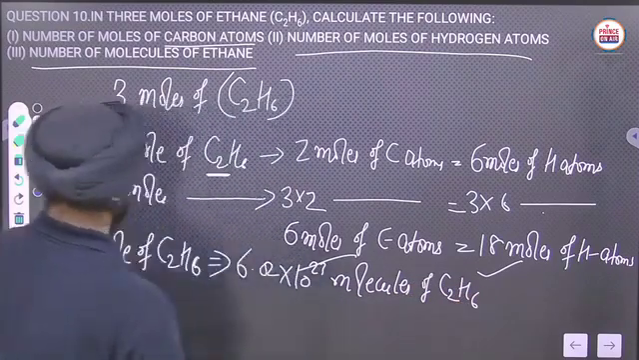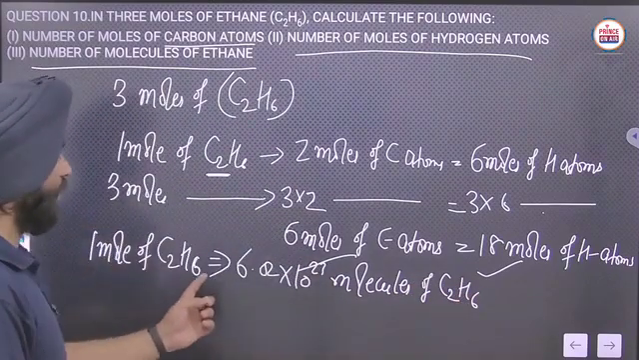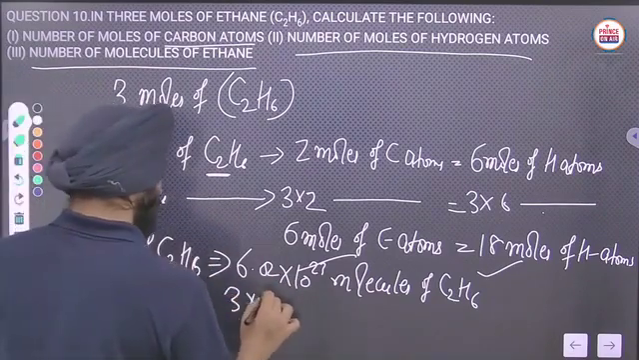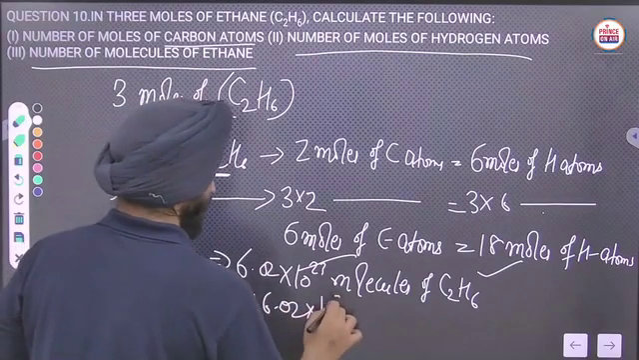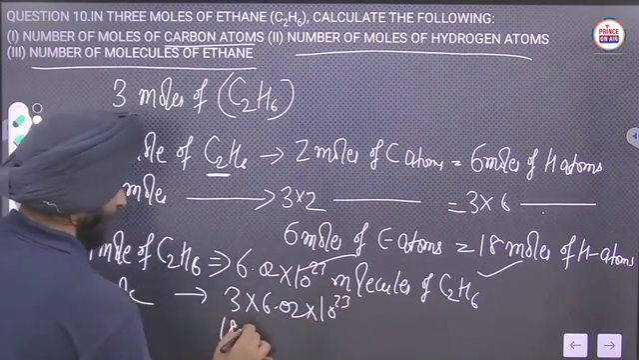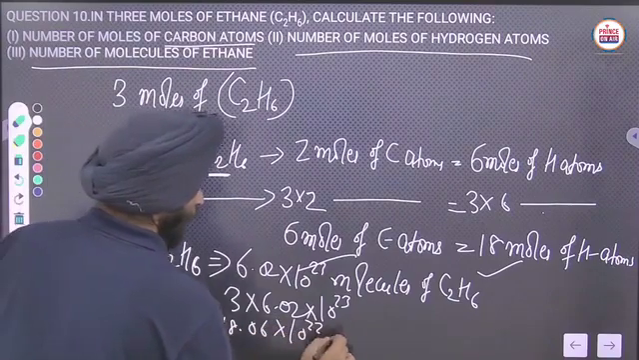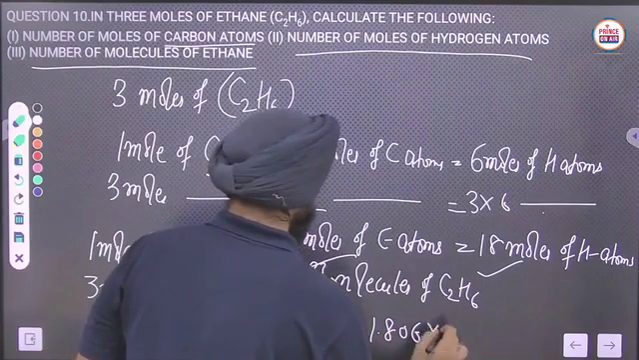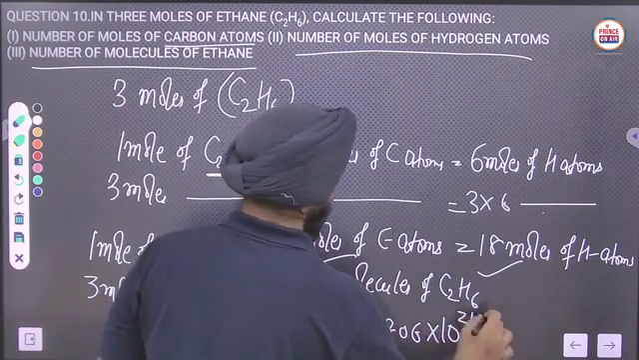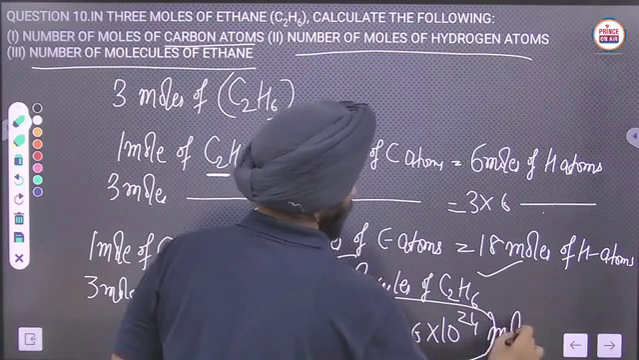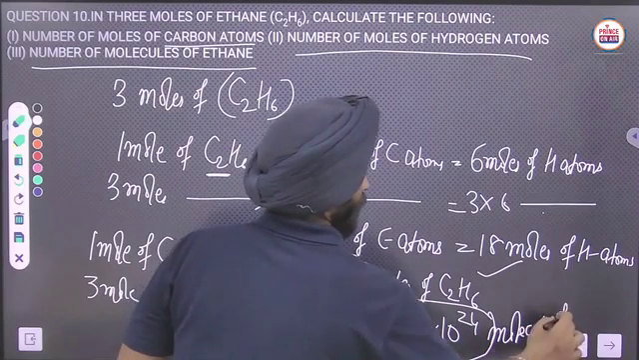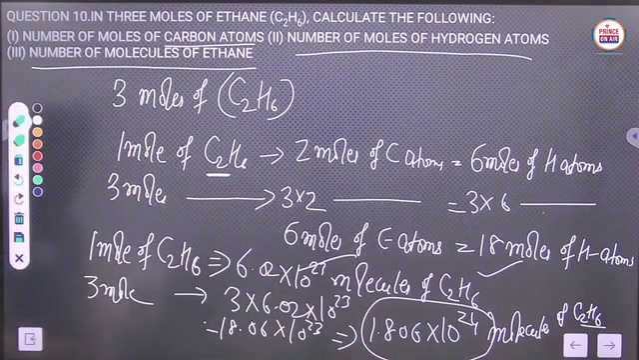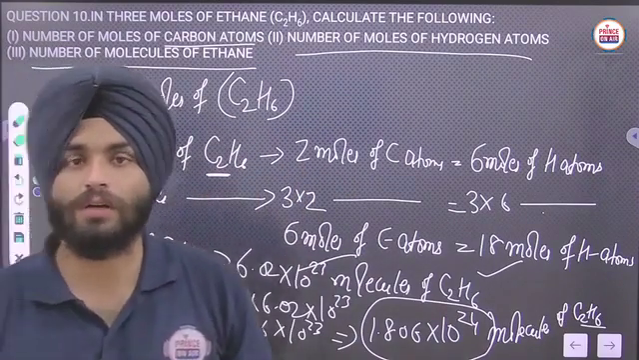Now, 1 mole of ethane contains these molecules, so 3 moles will contain 3 into 6.02 into 10 raised to power 23. So it will come out to be 18.06 into 10 raised to power 23, or you can say 1.806 into 10 raised to power 24 molecules of ethane. So that will be the answer here. Clear now? Any doubt here?